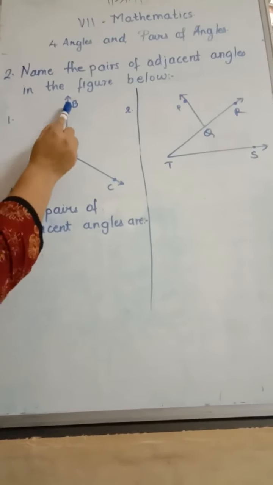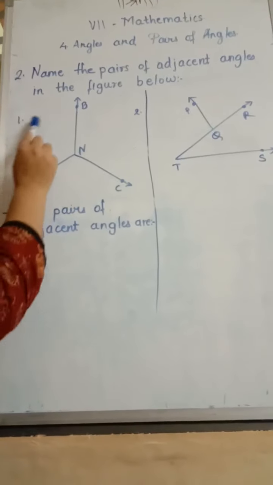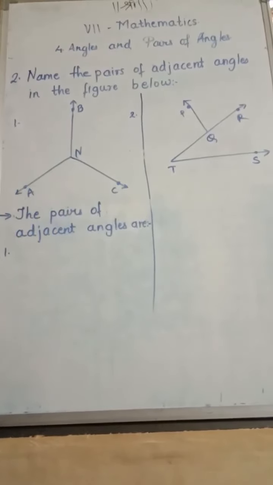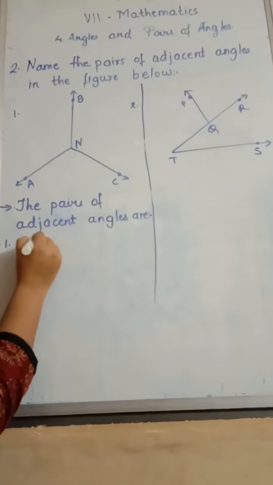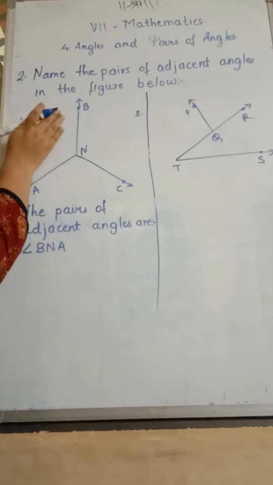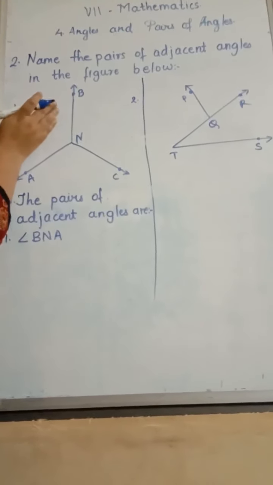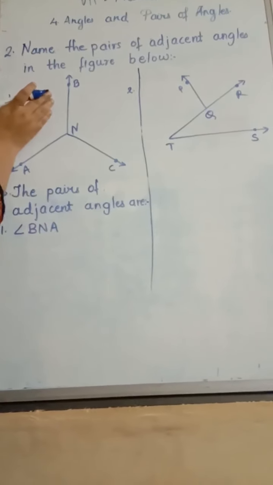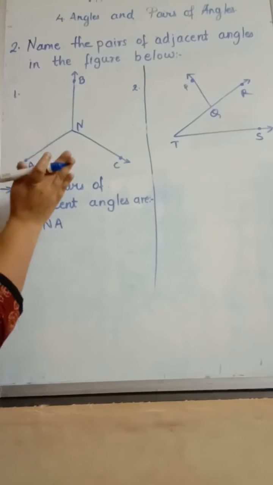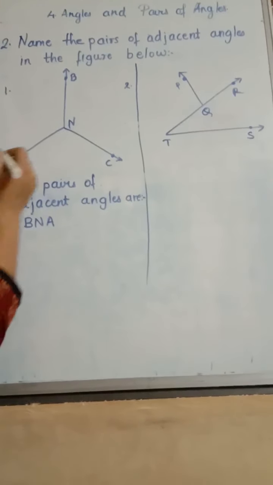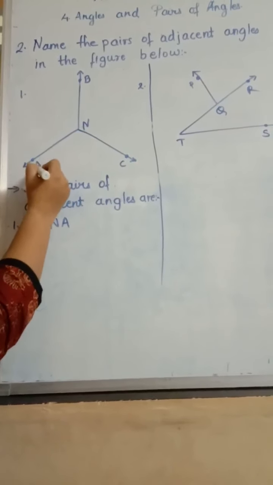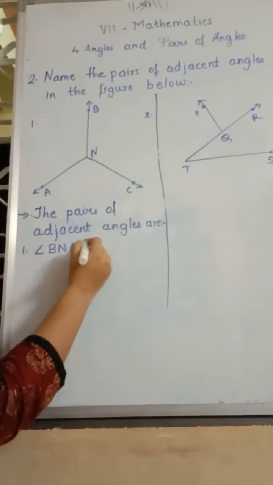Suppose I am selecting BNA. This is the interior. Angle BNA, I will write it down. Now adjacent angles have a common arm, a common vertex, and separate interiors. So this is separate interior 1 and 2. Is it separate? Now we will search for a common arm. Yes. So the second angle will be ANC.